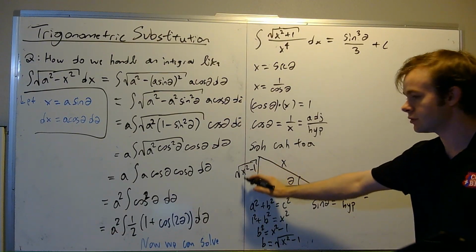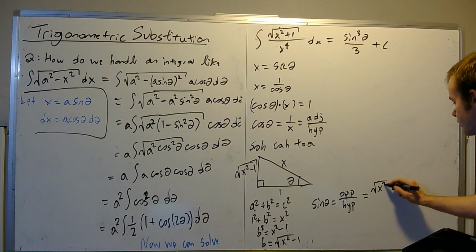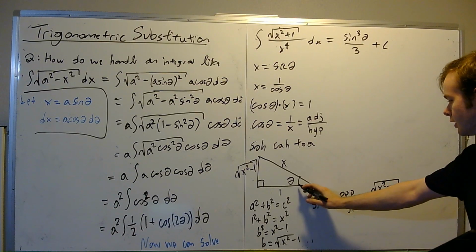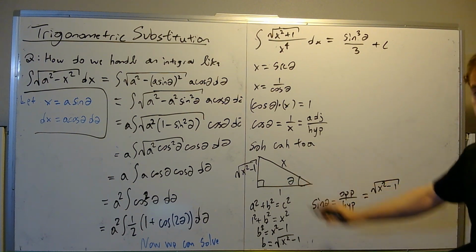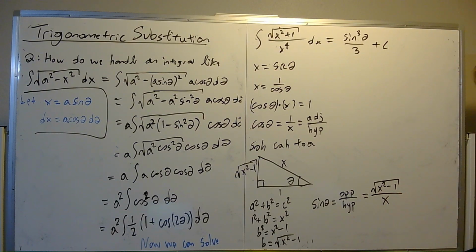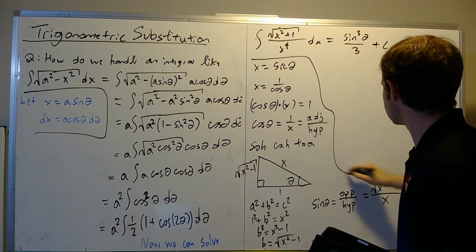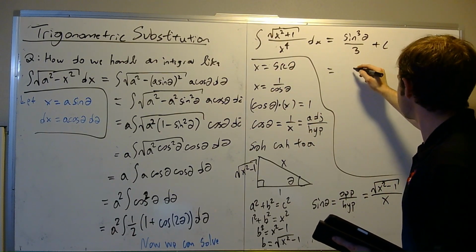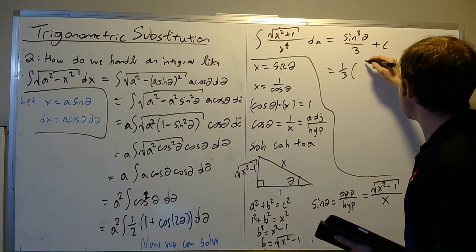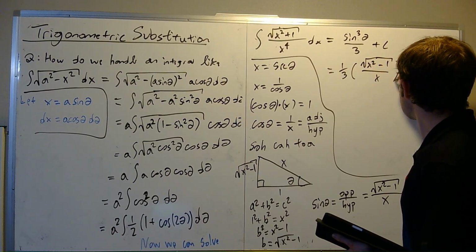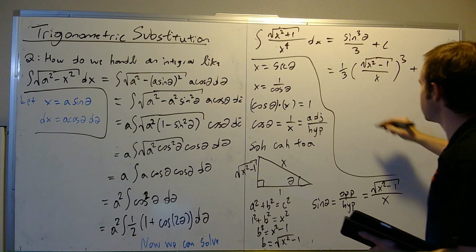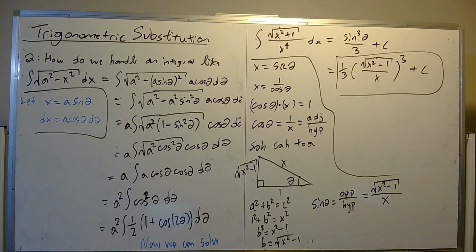And we know the side opposite to theta is the square root of x squared minus 1. It's opposite over hypotenuse, so the side that's the hypotenuse is x. So we can replace sine theta exactly with this expression. Since sine theta is being cubed, we'll replace it with 1/3 of this fraction cubed plus c. Okay, so that's going to be our final answer.